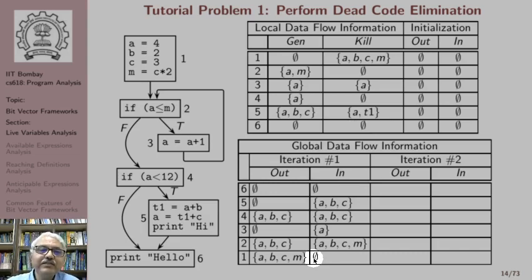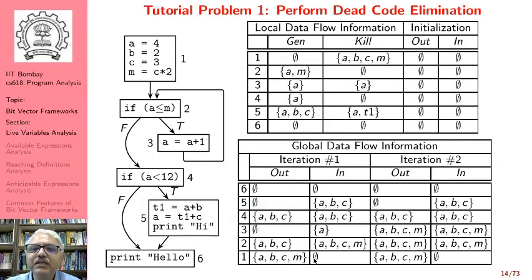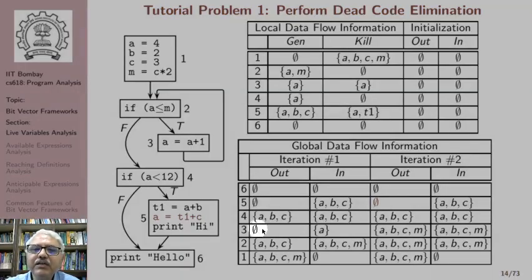Note that we still have to ensure that there is no further change. So when we perform another round of live variables analysis, there is some change here, and the change is that we have ABC becoming live here. Earlier at the exit we had only empty set, but now because at the entry we found ABCM, therefore ABCM becomes live at the exit of 3, and therefore we have the data flow values of 3 and 2 changing.